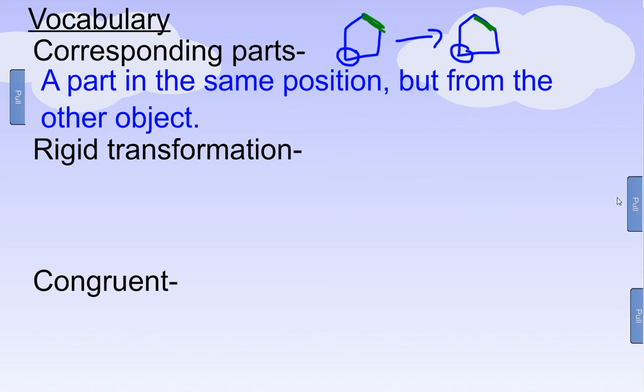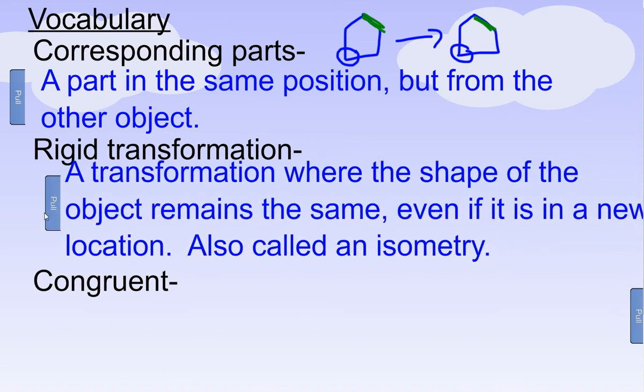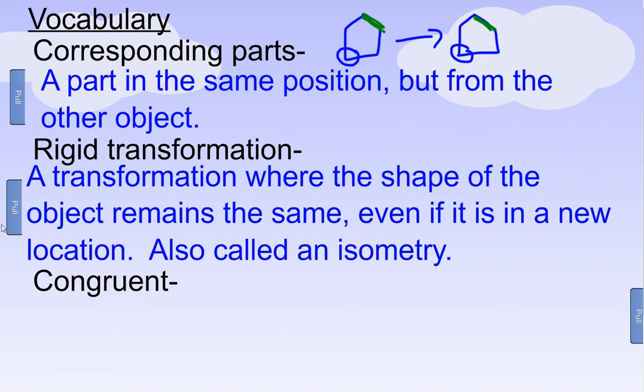A rigid transformation, something that was talked about during that exploratory lesson at the beginning, is a transformation where the shape of the object remains the same, even if it's in a new location. So the word rigid means it doesn't change shape. So a rigid transformation is a transformation where the pre-image and the image are congruent. They're the same shape. They have the same angle measures, the same side measures.